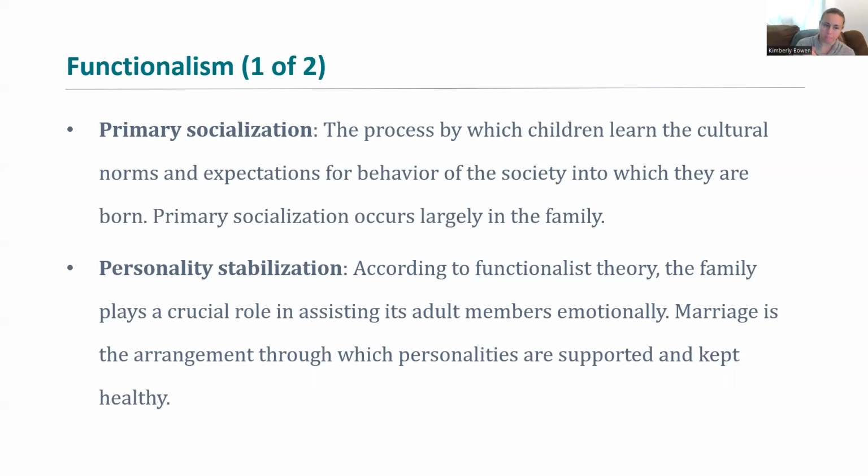And then personality stabilization is, according to the functionalist theory, the family plays a crucial role in assisting adult members emotionally. So essentially, marriage is the arrangement through which personalities are supported and kept healthy. So those distinct adult relationships are going to be essentially who you rely on when you are in any kind of distress emotionally. You're going to go to your partner. You're going to go to your really close friends. You're going to go to possibly even your parents or a close family member that you have within your social network.